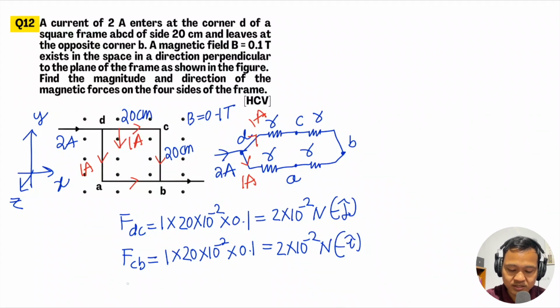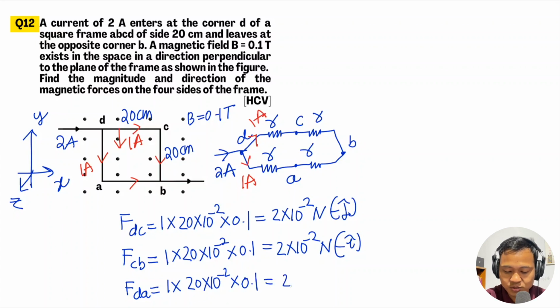So similarly F DA. So I to 1, 2 in 20 10 power minus 2 into magnetic field 0.1 na. Again 2 into 10 power minus 2 Newton. Direction so hilang ham. Current chilang si so L hilang ham. B is outward. So L cross B will be along this side na. L cross B towards the left side. So minus I cap.